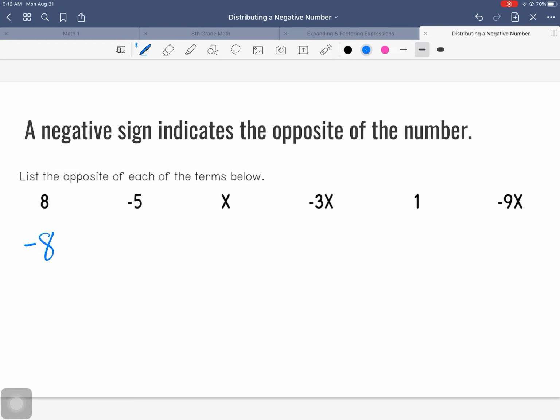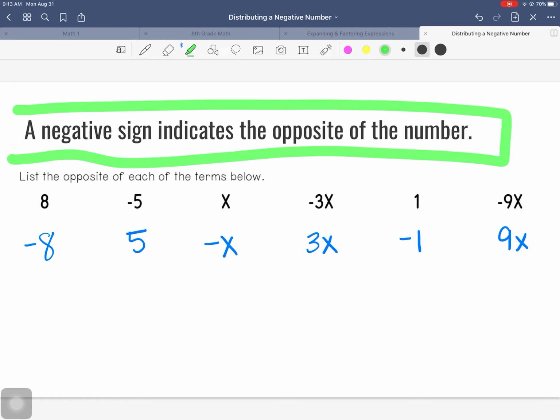The opposite of 8 is negative 8. The opposite of negative 5 is positive 5. The opposite of x is negative x. The opposite of negative 3x is going to be positive 3x, negative 1, and positive 9x. Take a moment and write that in your notebook. Make sure you include this as well.